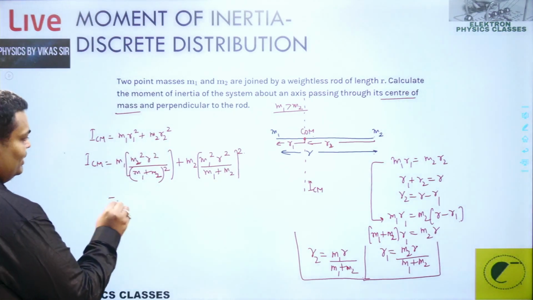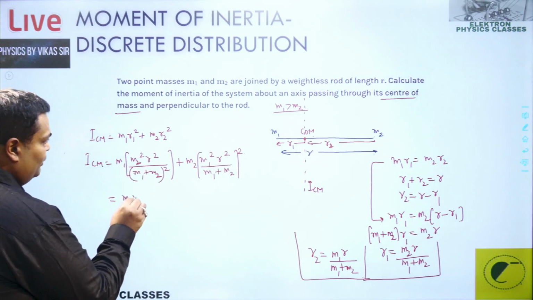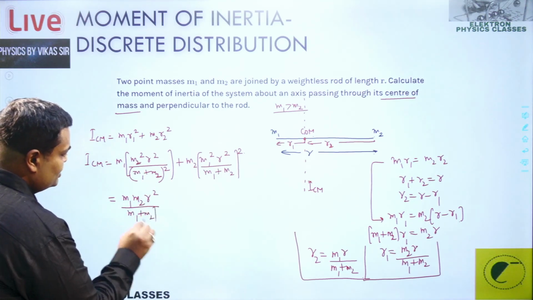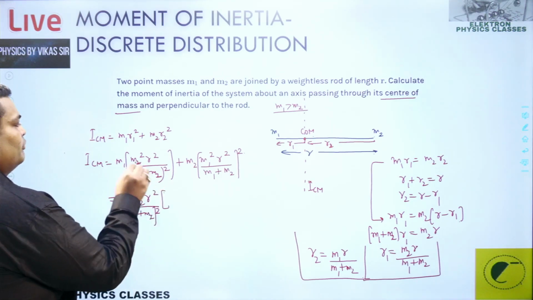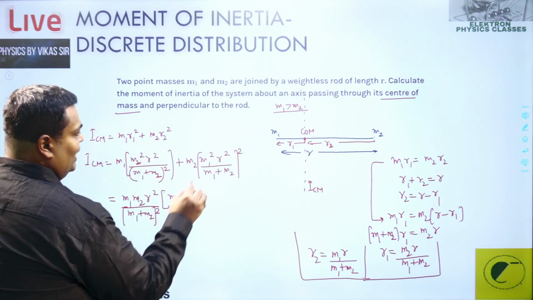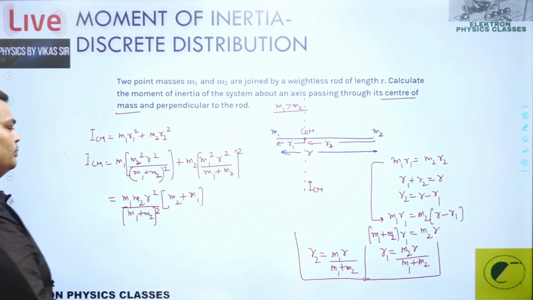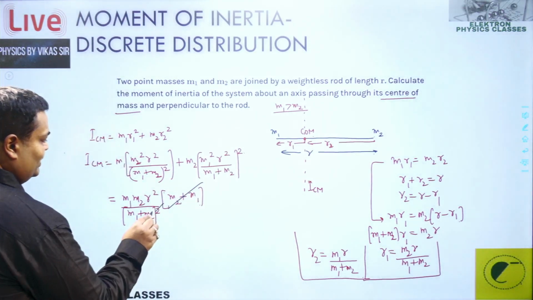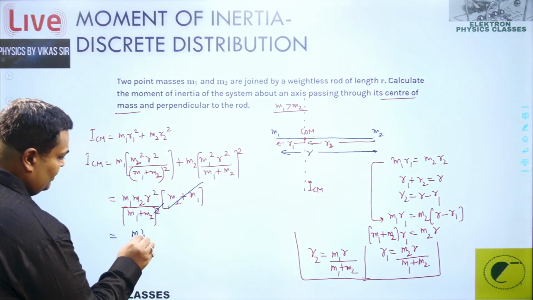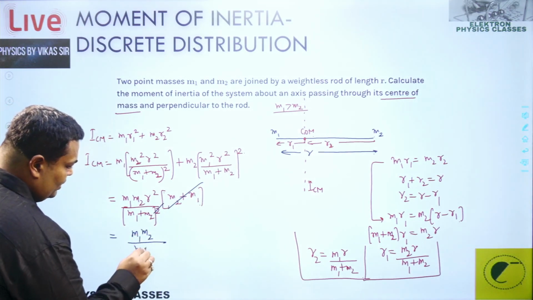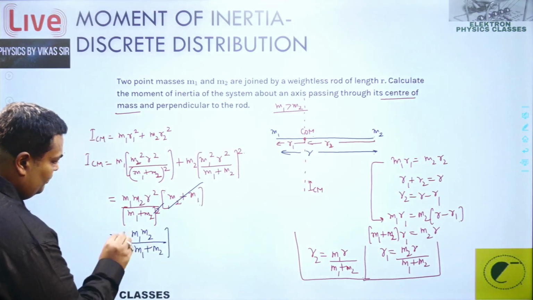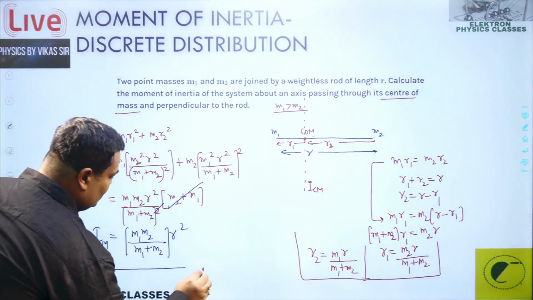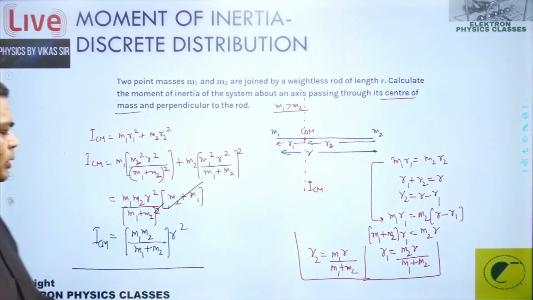And then we take common. What common? m1 is common, m2 is common, r square is common, and (m1 plus m2) whole square is common. Everything is common. From here m2 is left and from here m1 is left. Oh, this simplifies. It simplifies into a result where this cancels out with this and we receive the result m1 m2 upon (m1 plus m2) into r square. That's your expression for the moment of inertia about the center of mass axis.